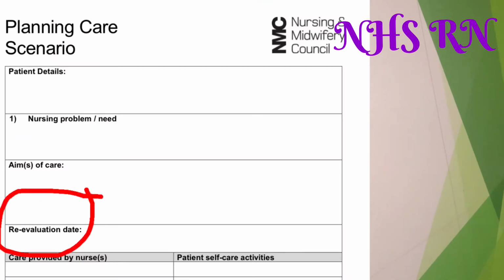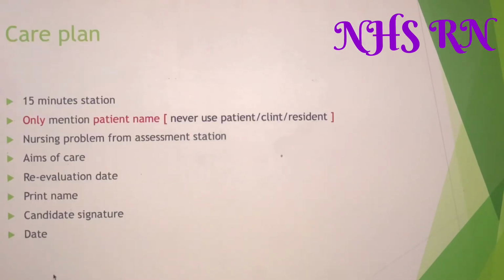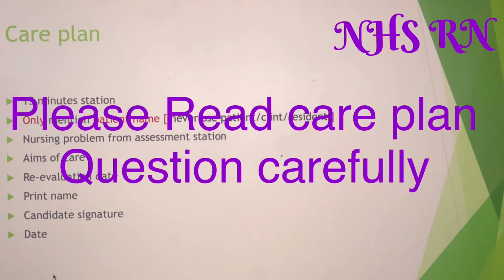evaluation date, print name, candidate signature, date. I don't know how important it is to put your name and signature there, and date. If you forget to write your name and signature and date, that's a critical error. In the care plan, some of them failed because they forgot to put their name, candidate signature and date. All right, so that's very important.